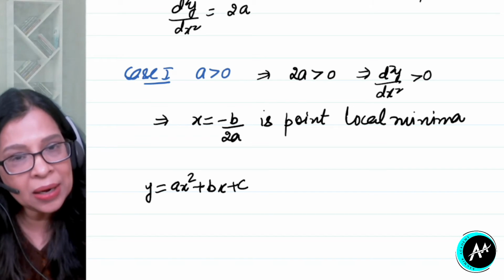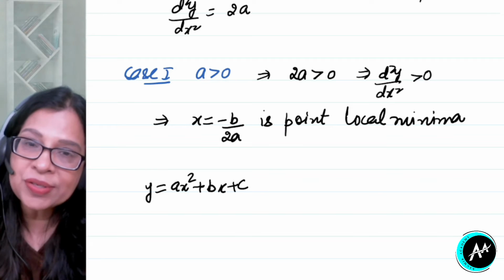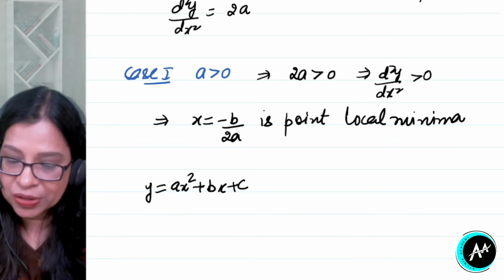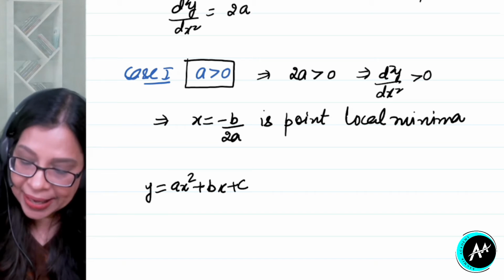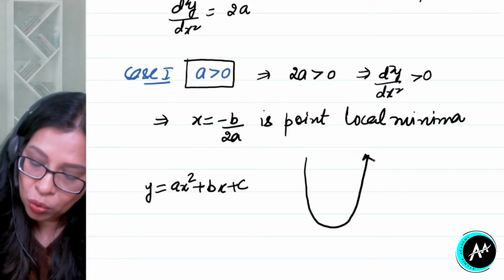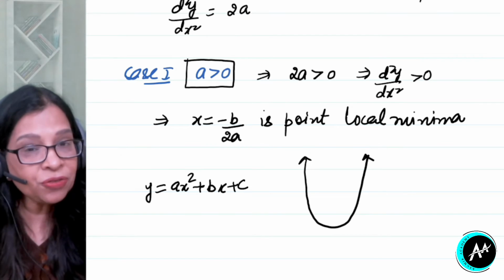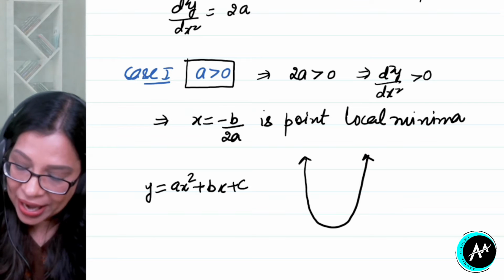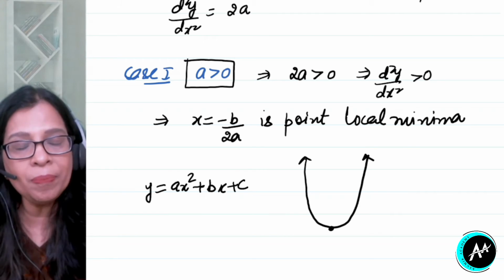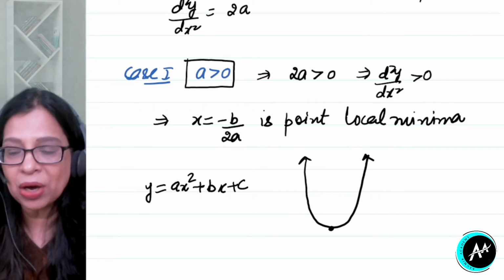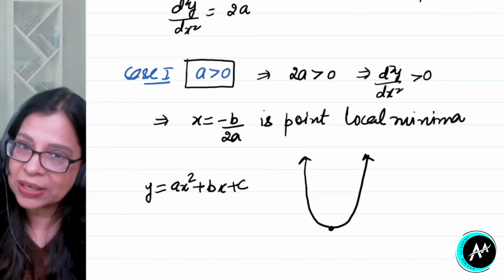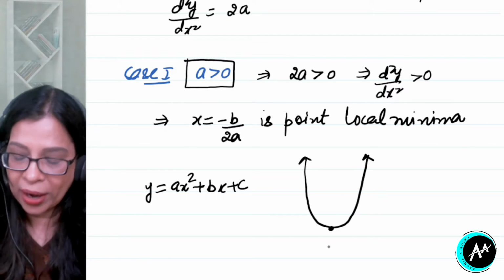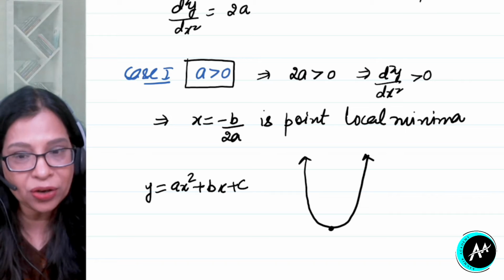What does it represent? A parabola. If a is positive, the parabola opens upwards. So we are taking this case when a is positive, and we will have a parabola opening upwards. If the parabola is opening upwards, we have this as the vertex of the parabola, and it will be the point of minima because the parabola is above that. There is no part of the parabola below this. So this is the vertex, which will be the point of minima.